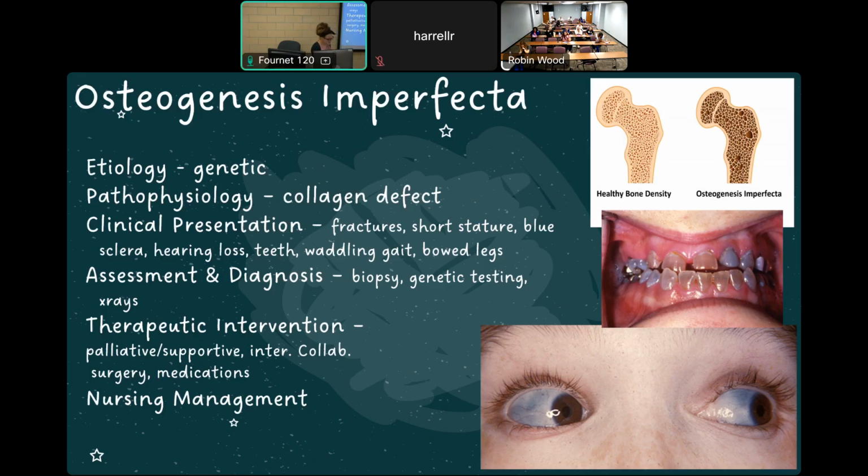So our interventions, care is typically palliative. There's no cure for this, but we want to maximize everything, OT, PT, all the T's. Get mobility aids on board. There are surgical procedures they can do for bone straightening and strengthening.